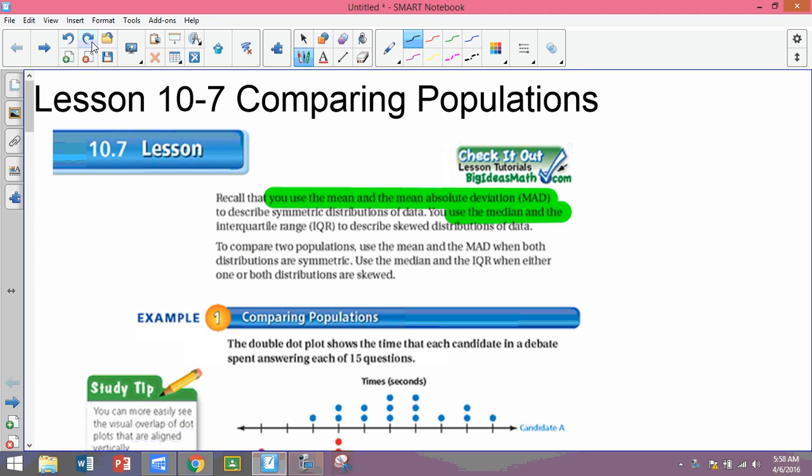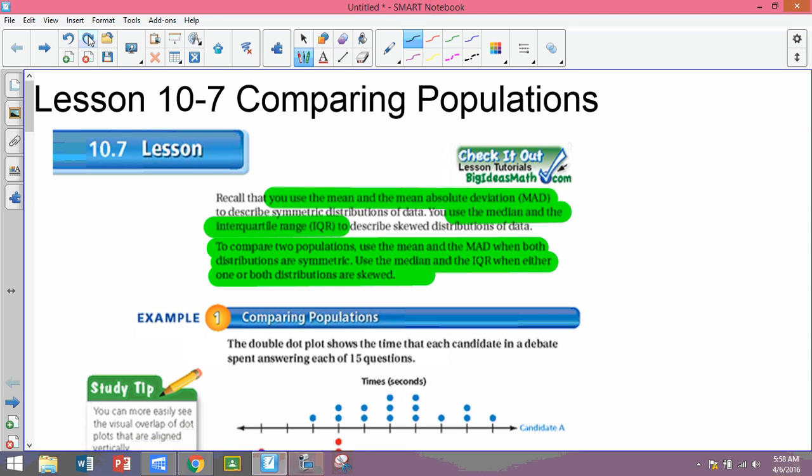Normally, the mean and the MAD is used when there isn't a lot of variability, or when the distributions look about the same in terms of shape and center. You'll use the IQR and the median to describe skewed distributions. Skewed meaning they all go to one side or the other of your data set. So there's a lot more variability in your data.